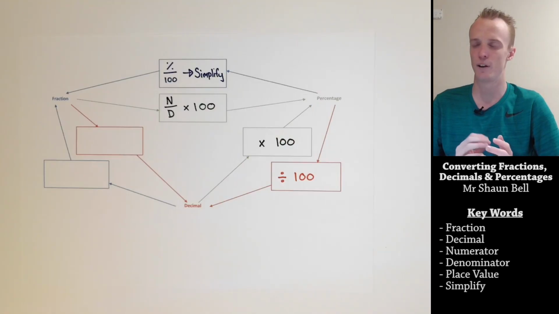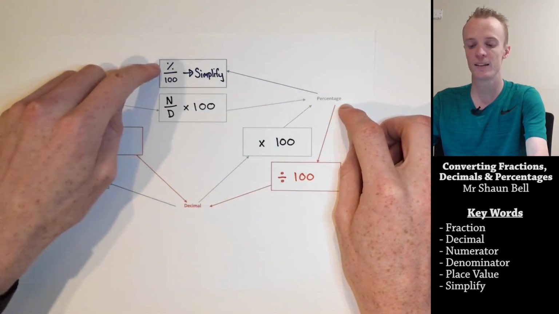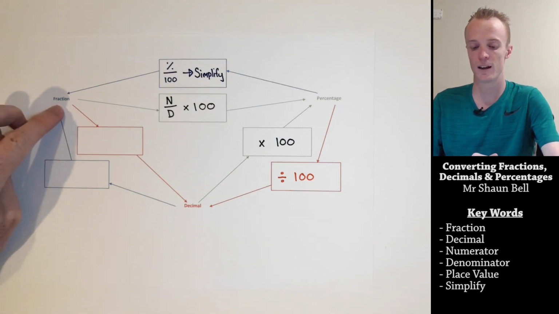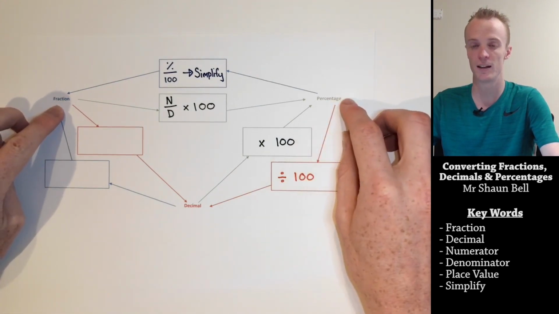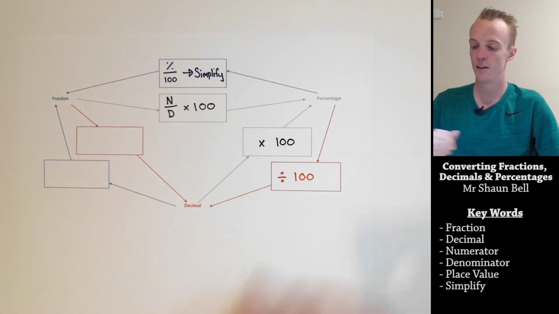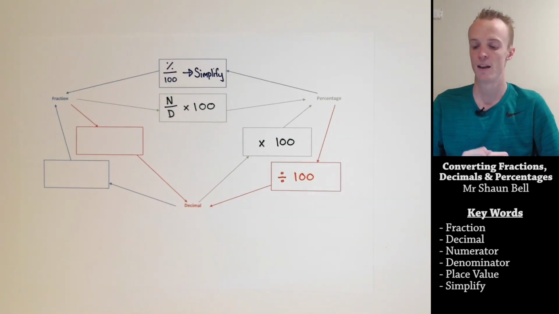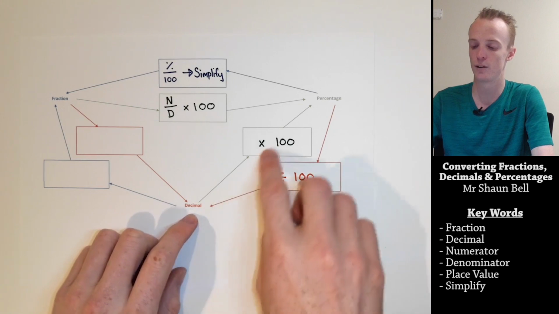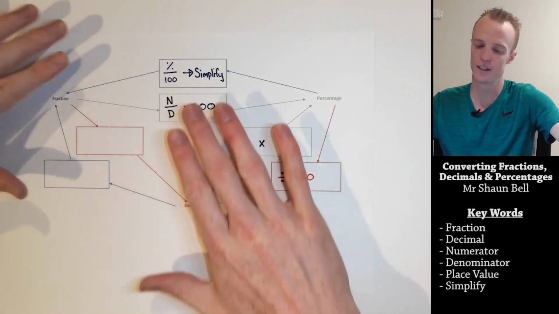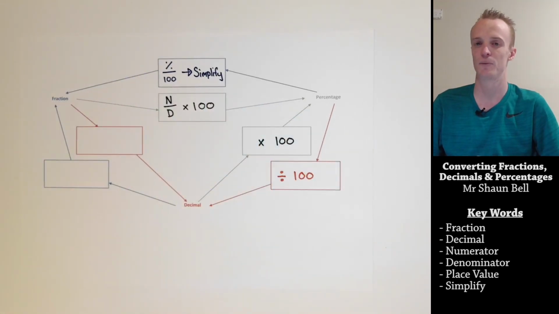So let's review what we've learnt so far. If we start with a percentage and convert to a fraction, we take that percentage, divide it by 100 and simplify. If we start with a fraction and want to convert to a percentage, we multiply by 100. If we start with a percentage and want to convert to a decimal, we divide by 100. And if we start with a decimal and want to convert it to a percentage, we multiply by 100. So today we're going to concentrate on this part of our table here, that's converting between fractions and decimals.